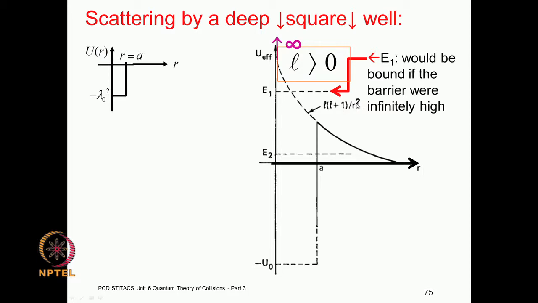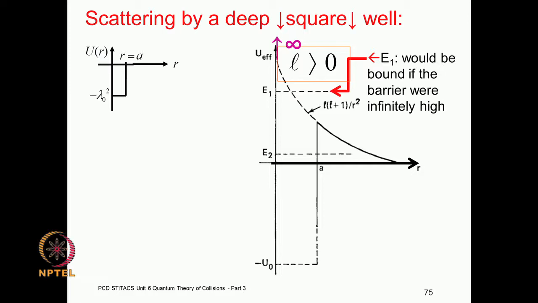As R goes to infinity, it will of course go to 0. And then the net potential: if you set up the radial Schrodinger equation for the spherical square well potential, then you will have a potential which goes like this square well, but because of the centrifugal term, you will have a barrier here. So this is the effective potential, as you will see.